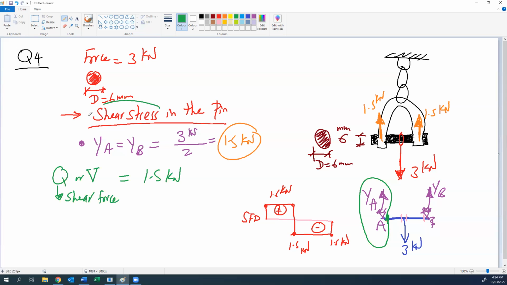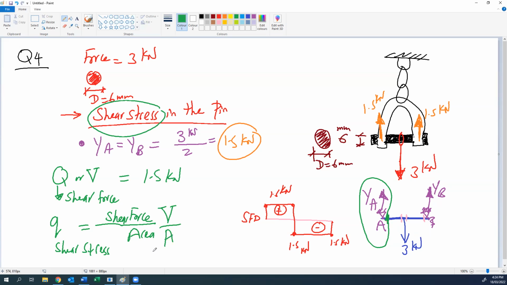Okay, and the requirement is the shear stress. For the shear stress, we give it the symbol Q small, and any stress is equal to force divided by area. Because this is shear stress, it will be the shear force. So if we divide the shear force V over the area A, we get the shear stress. So this is our formula now: Q equal to V over A. So how much is V? We know V is 1.5 kilonewton.